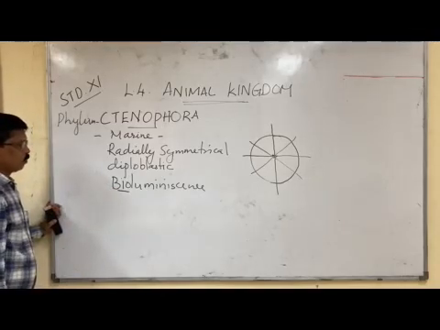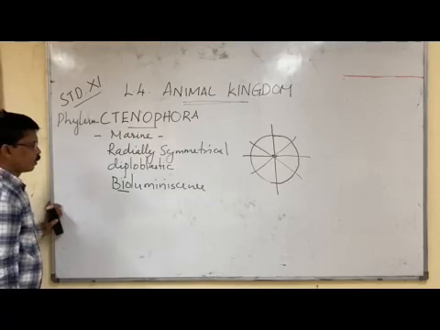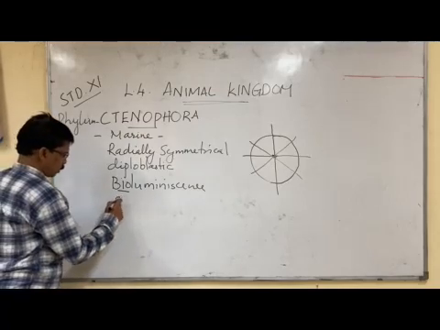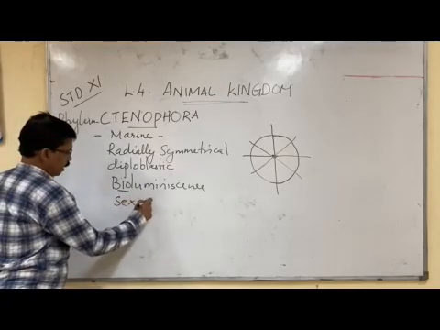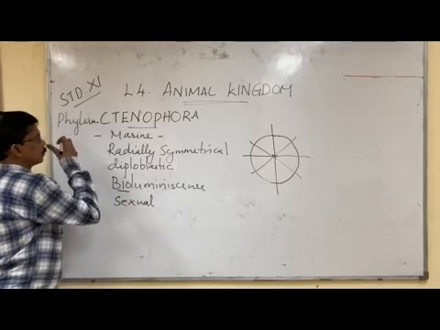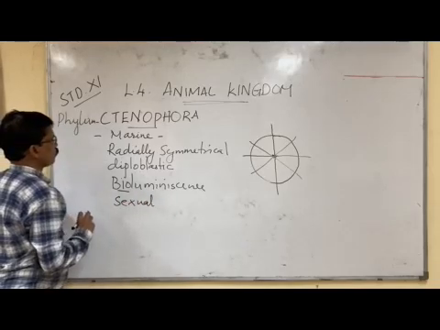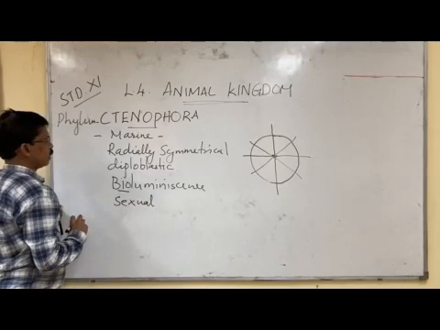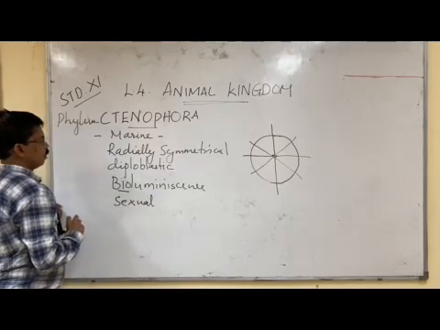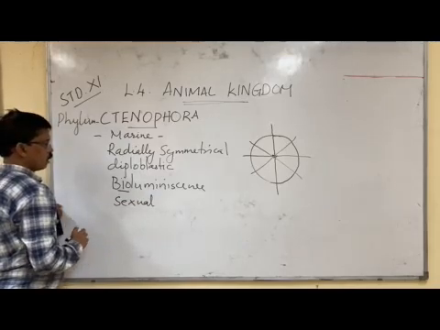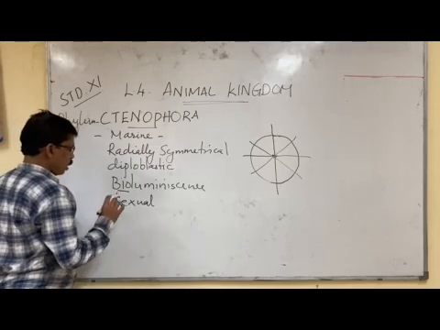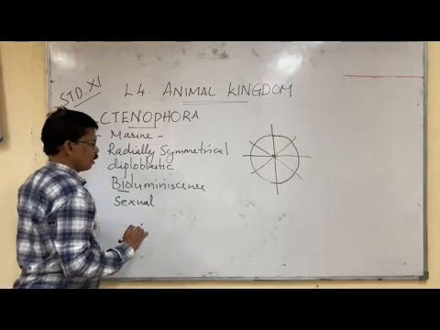Okay. Now, reproduction is sexual reproduction. So these are the main features of these ctenophores. You can see they are marine, exclusively marine, radially symmetrical, diploblastic, and they show bioluminescence and sexual reproduction.